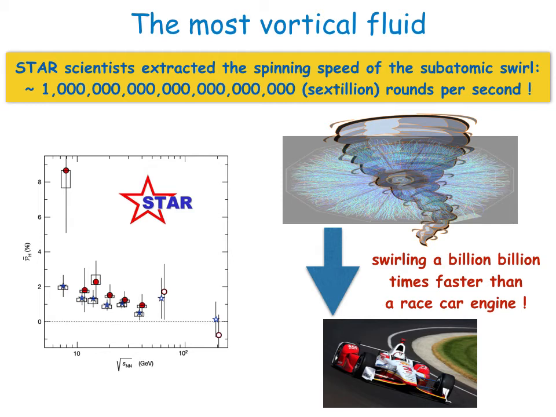By a very clever method, the STAR scientists measured a property called global polarization of the lambda hyperon mentioned before, the results shown in the left figure. From that, they then extracted the spinning speed of a subatomic swirl, an astonishing number, about 6 trillion rounds per second. That is, the QGP is swirling a billion times faster than a race car engine at the Indy 500. It is a remarkable phenomenon now referred to as the most vortical fluid.